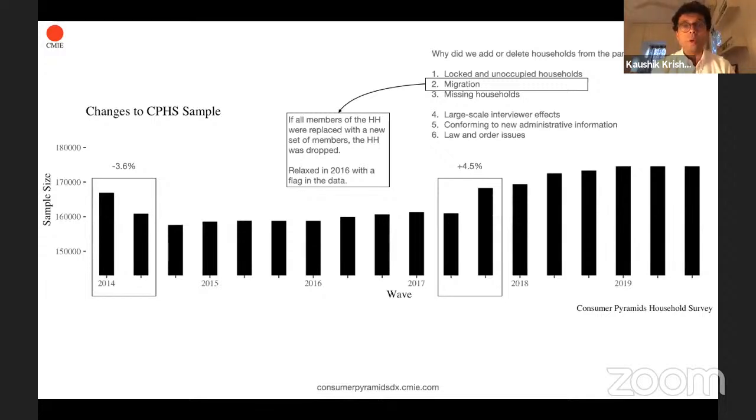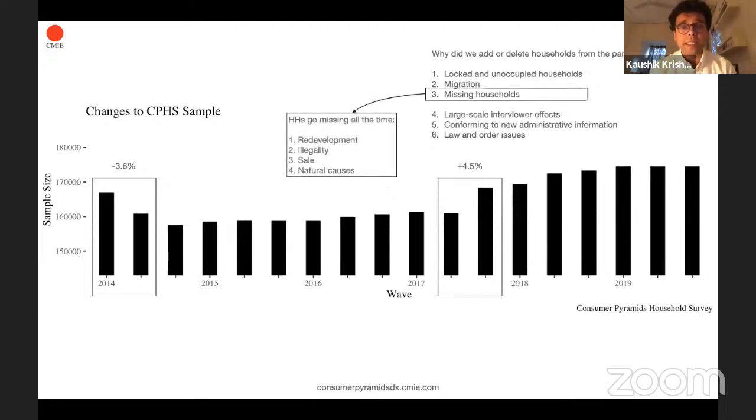What we do to make it easier for the researcher is that while the household ID remains the same, member IDs change. And if all of the members of a household leave and they're replaced by a new set of members, there's an additional flag in the data. The flag is called family shifted. And that turns on to tell a researcher that this is now a new family living in that household. But this allows us to continue surveying that household.